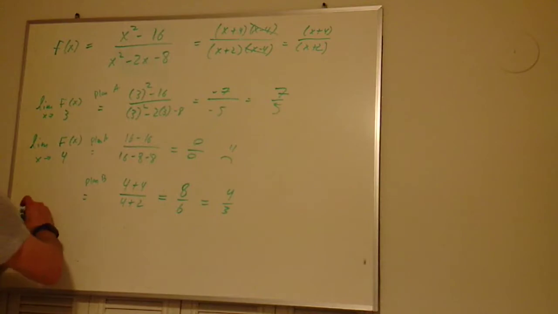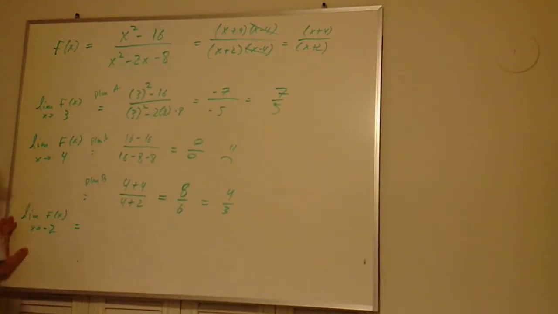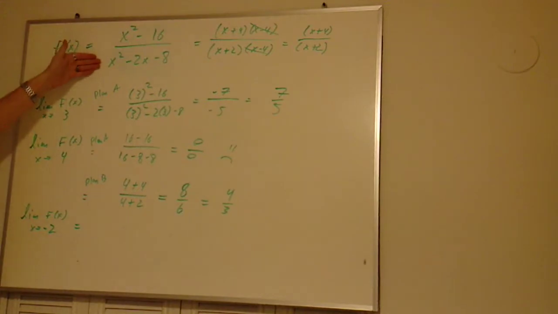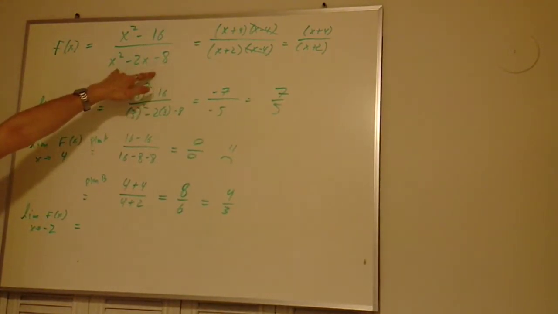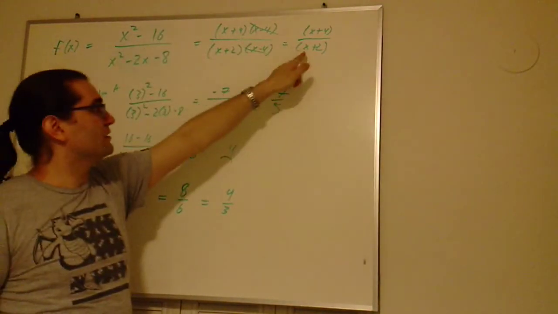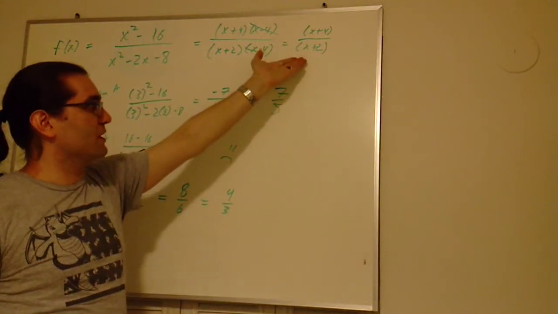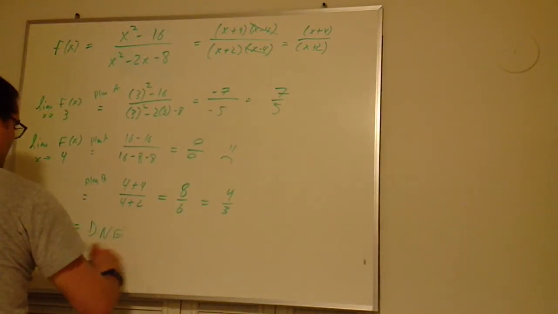And then plan C, of course, if we want the limit of f of x as x approaches negative 2, plan A will give us 4 plus 4 minus 8 is 0 on the bottom, so plan A is going to fail. Plan B will give us negative 2 plus 2 is 0 on the bottom. Plan B is going to fail, so plan C is that this does not exist.